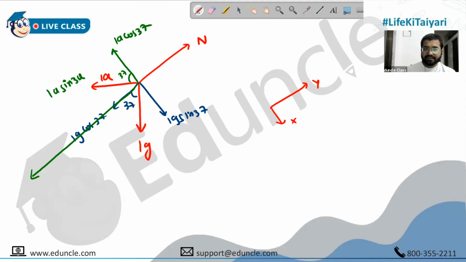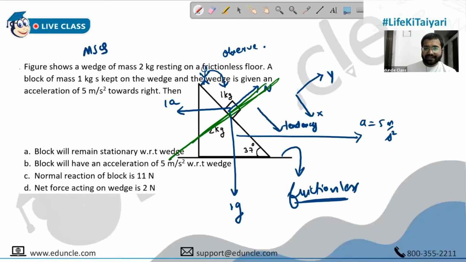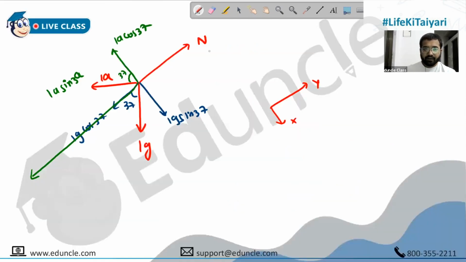That's it. Now, first of all, is the block oscillating like this? No, it's stable. It means total upward must be total downward along the y-axis. So normal reaction will be equal to, just a second, where did I write 1a? So you can always tell if I have written it at the wrong place. This is 1a cos 37 and this will be 1a sin 37. Now it's fine. So 1a cos and 1a sin.